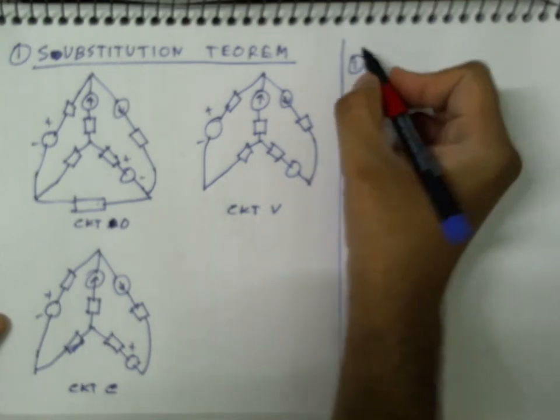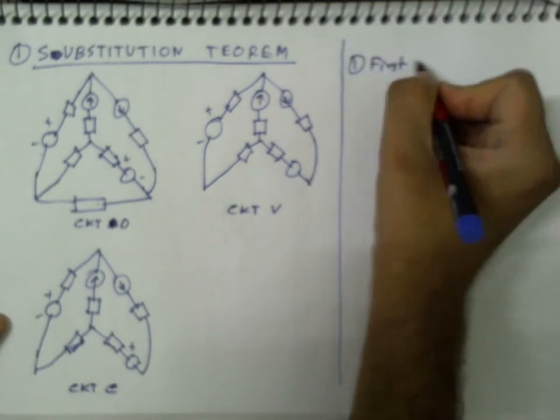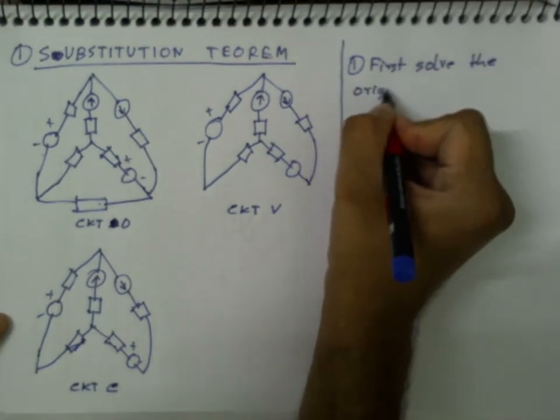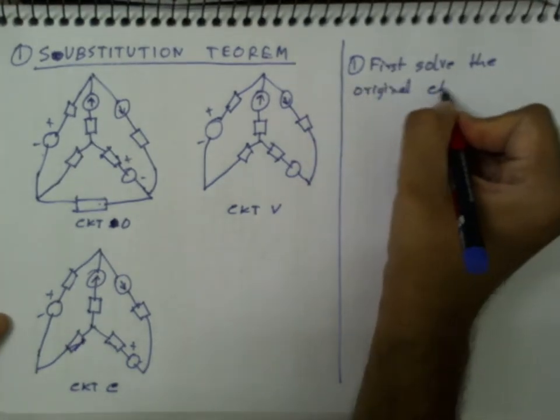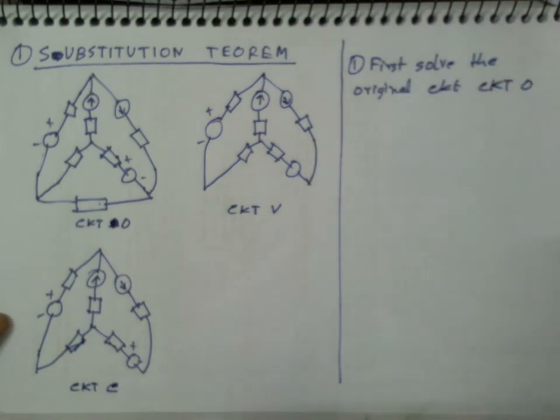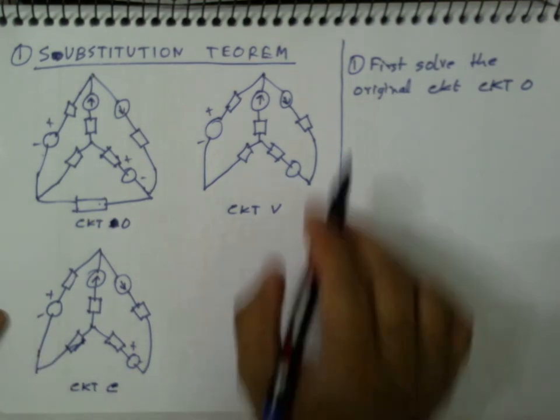Step number 1: first solve the original circuit, that is circuit 0, or circuit O for original. Okay, so first solve it.